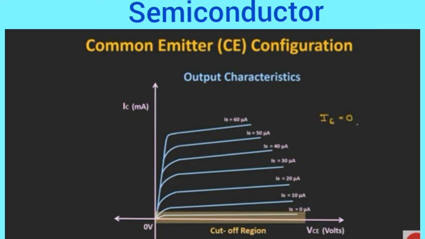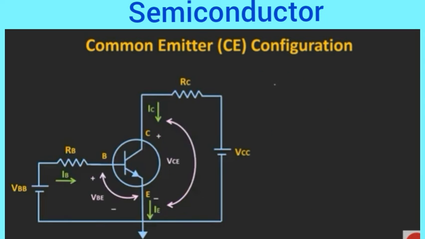In case of the common base configuration, we had seen that whenever the input emitter current is 0, at that time the collector current which exists is due to the reverse saturation current, and we can call it the leakage current. But in this common emitter configuration, whenever the base current is 0, at that time the value of this leakage current is more.